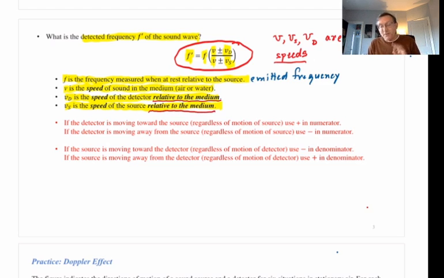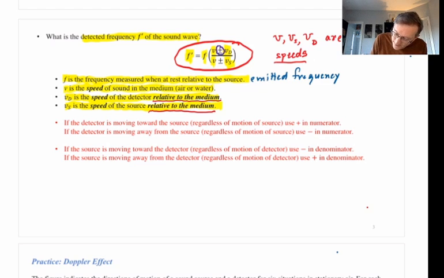So notice, the speed of the detector is in the numerator of that complicated formula. The speed of the source is in the denominator. Both of those speeds, V sub D and V sub S, are measured relative to the medium in which the wave is traveling.